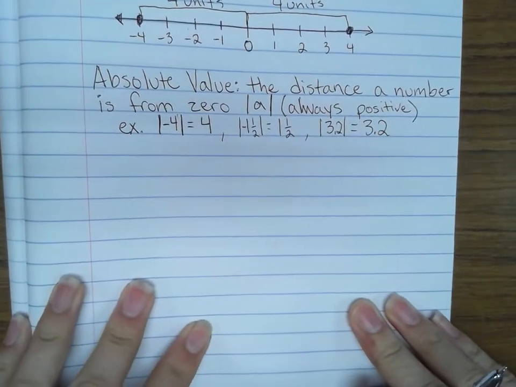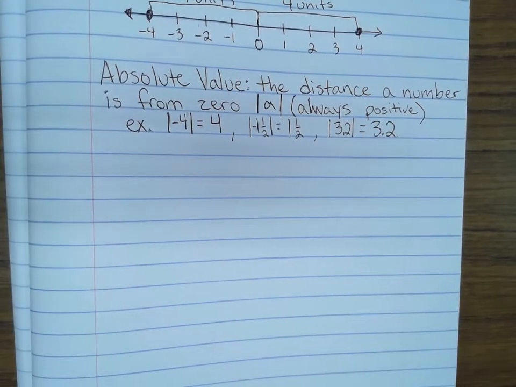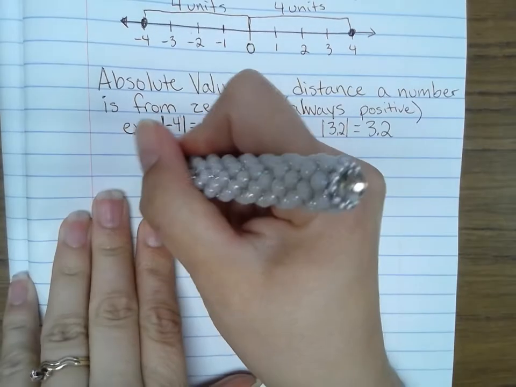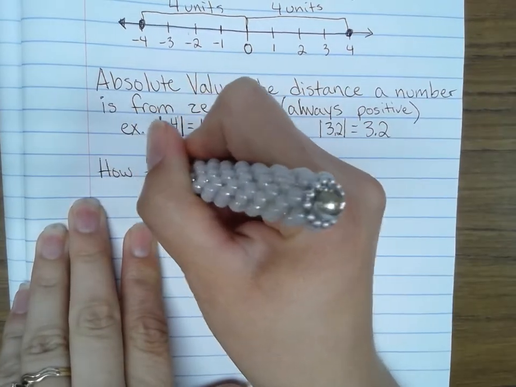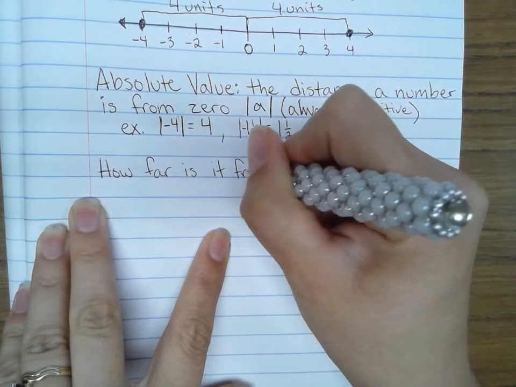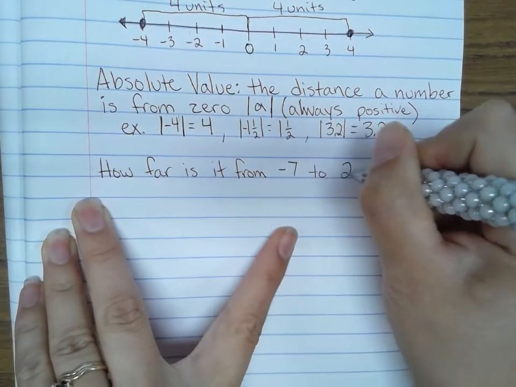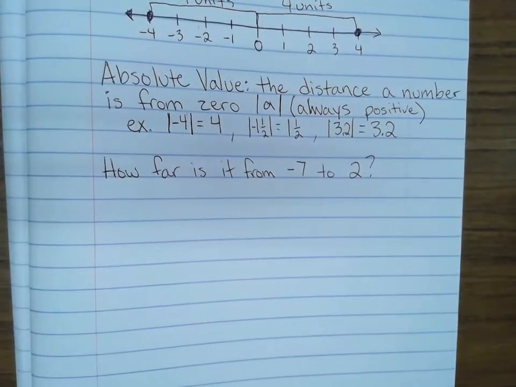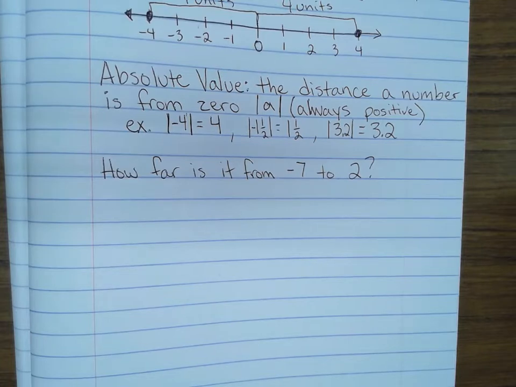So with absolute value, it's going to have you say, like, how far, let's write this down. How far is it from -7 to +2? Okay, this is where absolute value is going to come in handy for us. I want to know how far it is between the two of them.